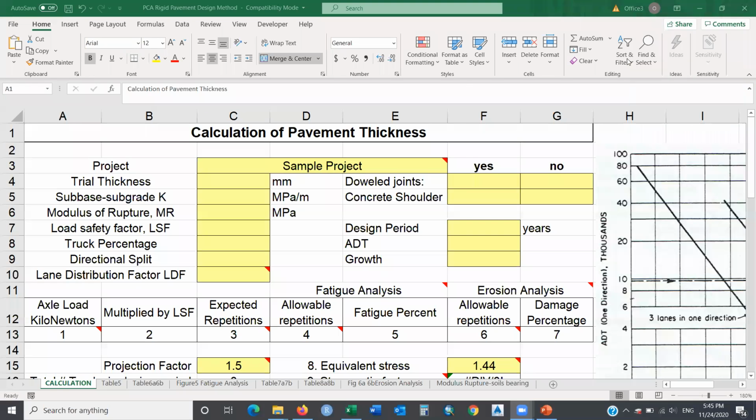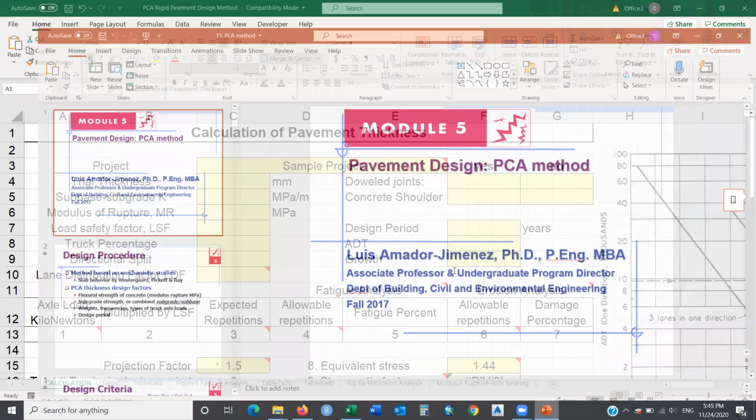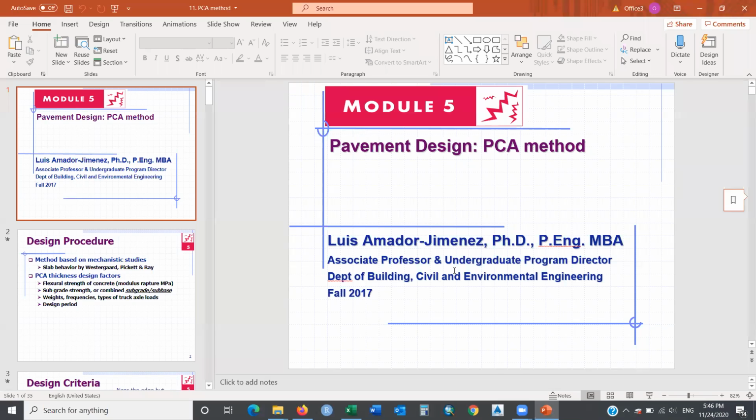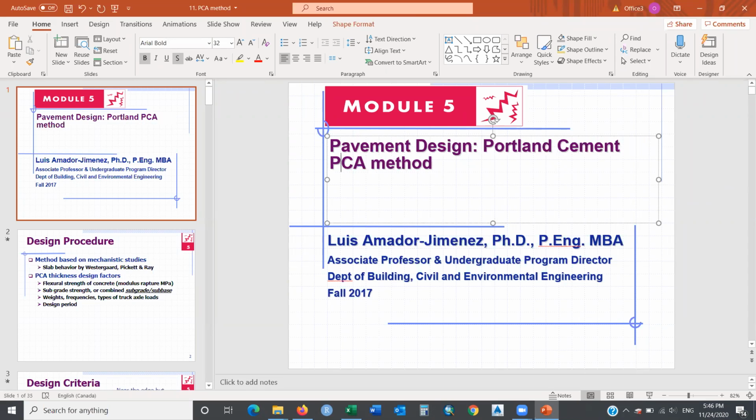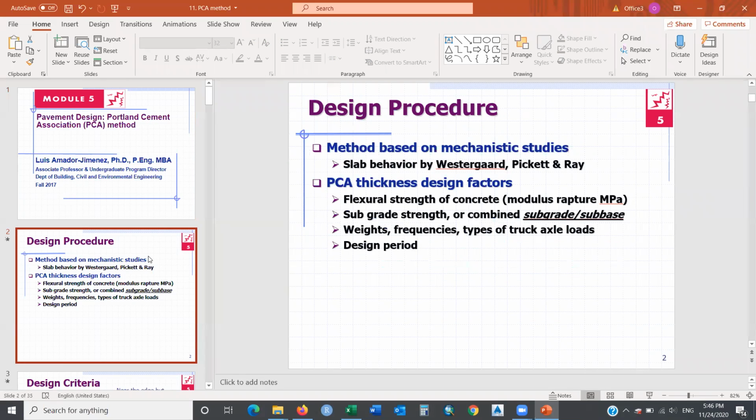Okay, so today we're going to look into the Portland Cement Association method. The initials stand for Portland Cement Association. And this method is for rigid pavements. It's based on mechanistic studies done by Westergaard, a very famous author. And it has several design considerations.